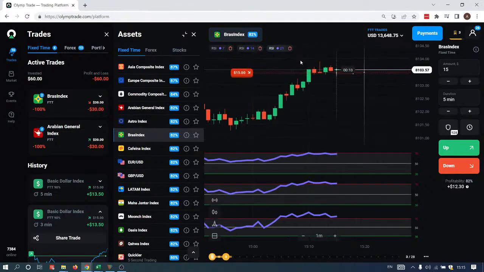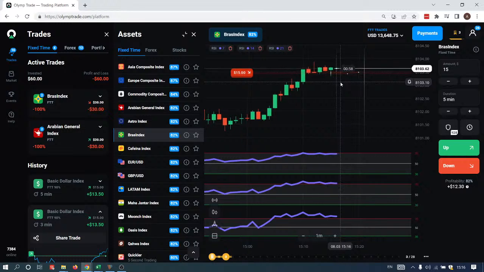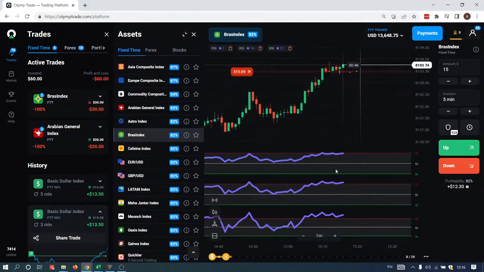So here is my first downwards trade on BRAS index. Unfortunately, not everyone has this asset available in their trading platform, but I have this privilege of working for the company, and thus I have access to a higher number of trading assets. Basically, all assets that are available for trading can be used by me. So in this case, yes, we are overbought. All the 3 RSIs are above 70, and that's basically a signal for a reversal.